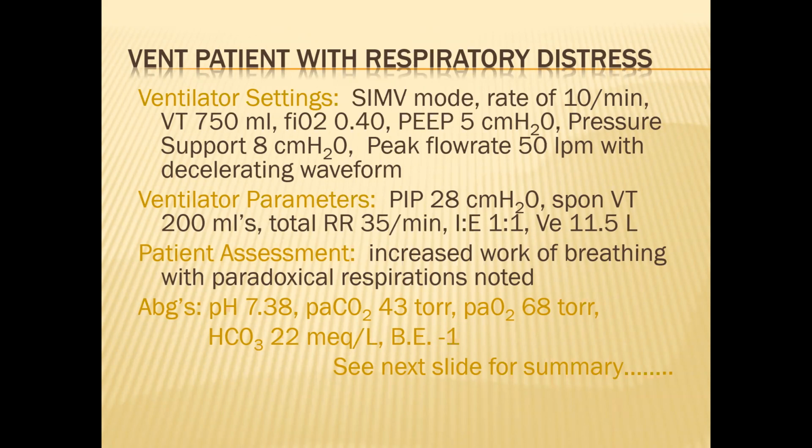Then you look at the parameters. Peak pressure is 28 centimeters of water, spontaneous tidal volume 200 mLs. The total respiratory rate, 35 breaths per minute. We've got an I:E ratio of 1:1 and a minute volume of 11.5 liters. That's a little bit higher than our normal range, right? What do we expect for an acceptable minute volume?